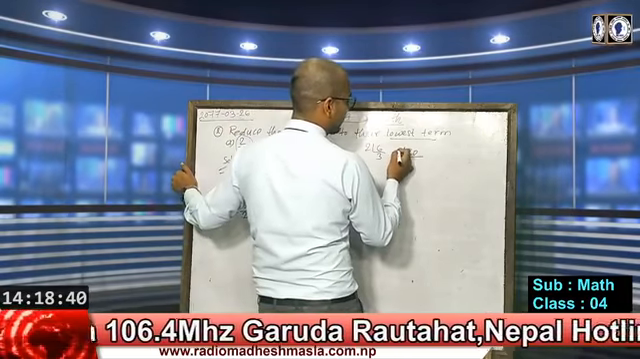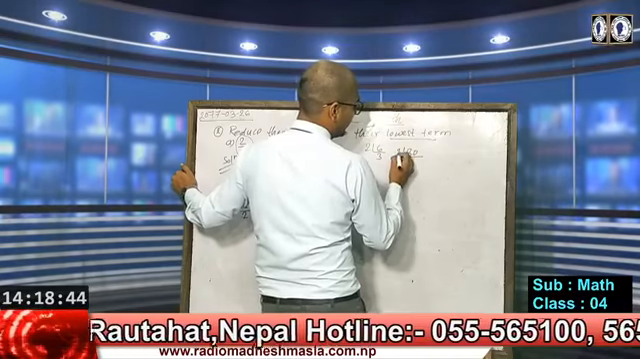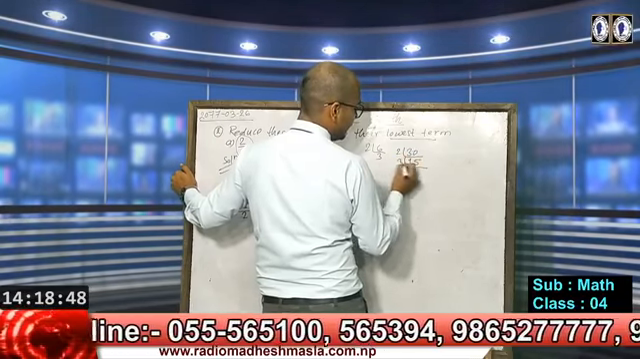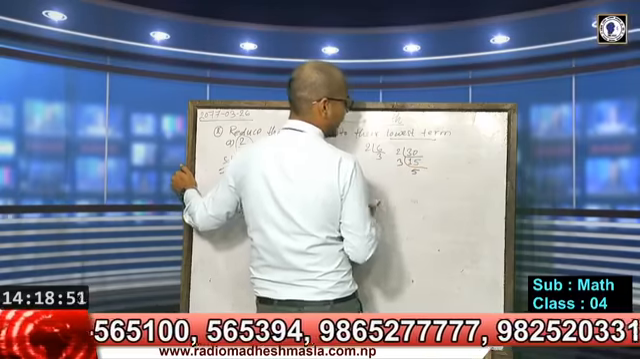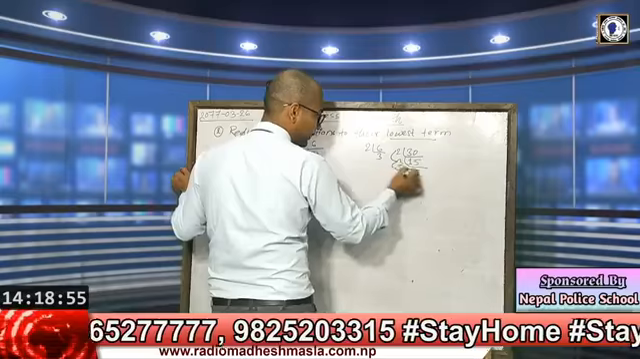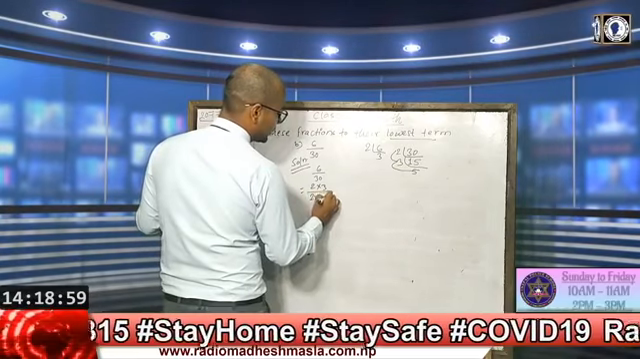So to get 30, we divide 30 by 2 first. Then we will get 15. Then 15 divided by 3, we will get 5. That means 2 into 3 into 5. These all are prime numbers. So here 2 into 3 into 5.